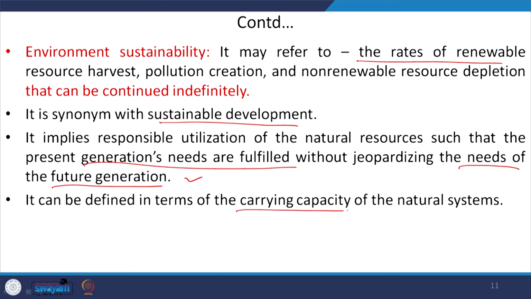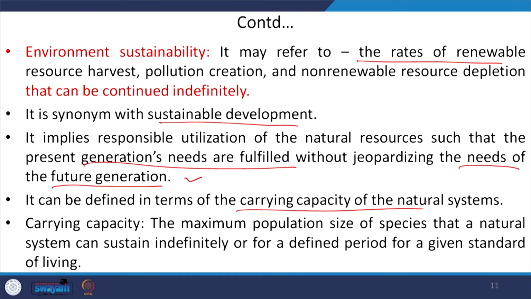And in defining this sustainable development, this can also be explained in terms of the carrying capacity of the system. So, sustainable development can be understood in terms of the carrying capacity of the system itself. So, what is the carrying capacity of the system? The carrying capacity of the system is expressed in terms of the maximum population species that a particular natural system can sustain for quite a long period of time, given the standard of living.